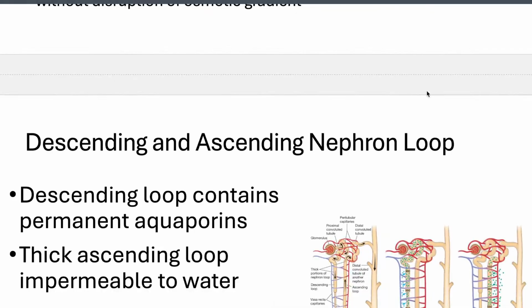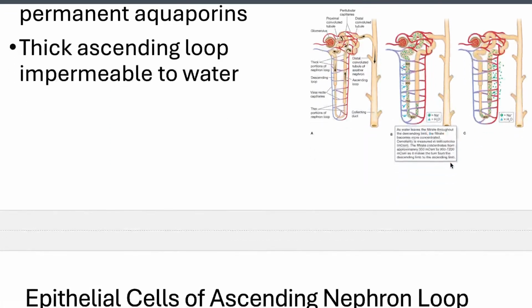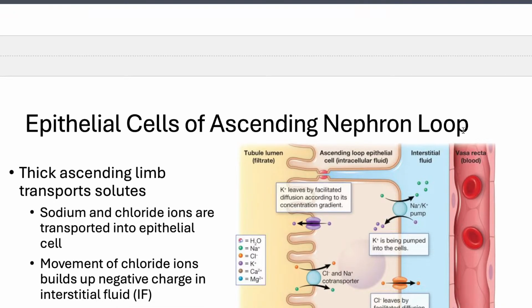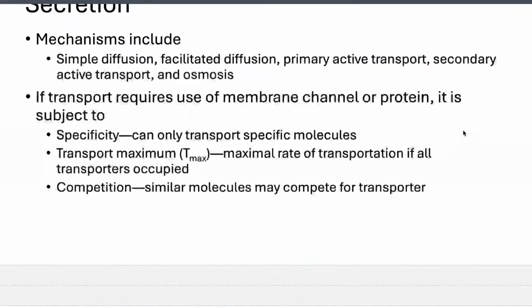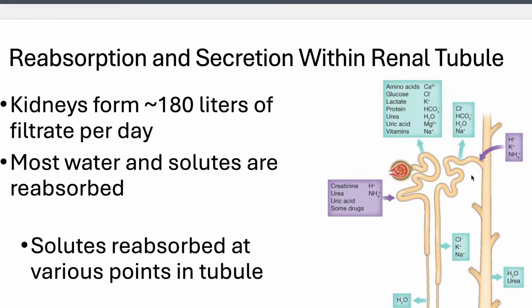Okay. So descending and ascending loop. The descending loop contains permanent aquaporins. The thick ascending loop is impermeable to water. Right. Epithelial cells of the ascending loop. So now we're on to the ascending. Hold on, I'm just going to take a quick note. Okay, so this is really good. Nice and easy. What to remember? What is leaving the descending loop? It's only water. That's great for us.